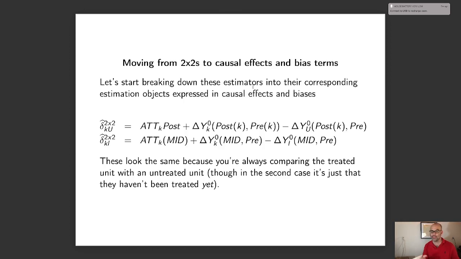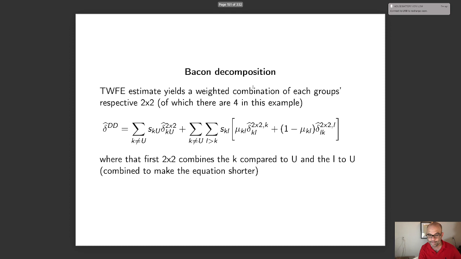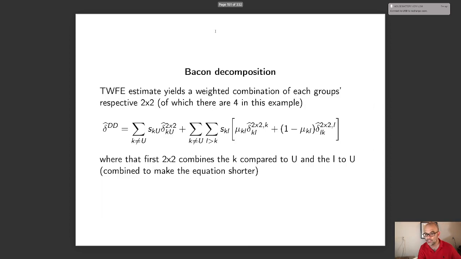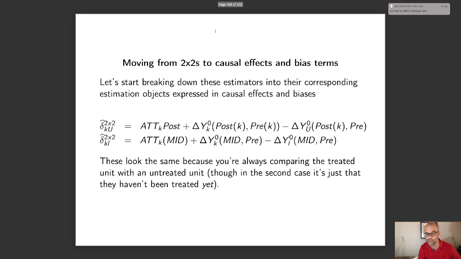Now what we're going to do is substitute, because look, we can move between sample averages and potential outcomes. Sample averages and potential outcomes. So I do that, and when I plug everything in and add zeros and so forth, I get that standard representation of causal effect, non-parallel trends bias, for the K to U.